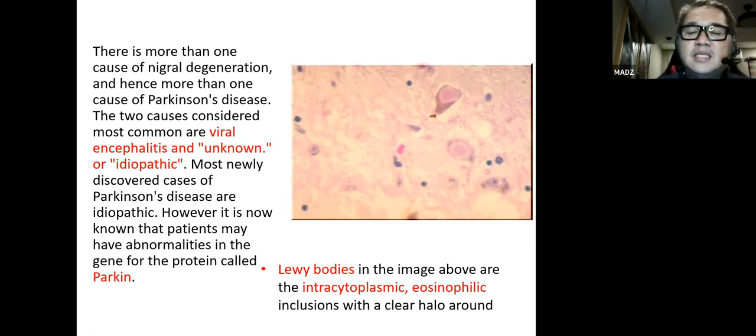So Lewy bodies in this image are also one of the pathological findings we see in patients with Parkinson's disease. Not only in Parkinson's disease, also in Lewy body dementia. So Lewy bodies are intracellular, intracytoplasmic eosinophilic inclusions with clear halo. And you see this in patients with Parkinson's disease and also in Lewy body dementia.